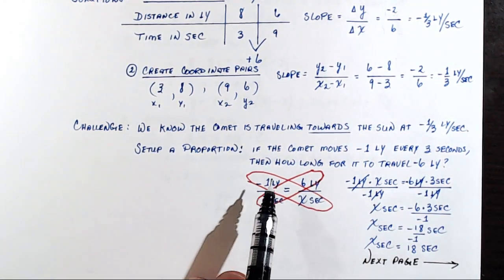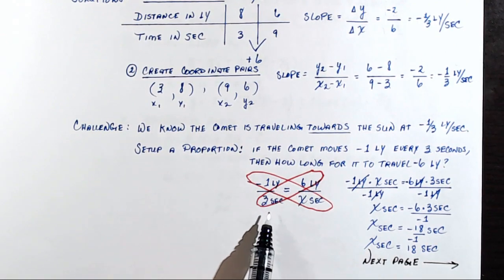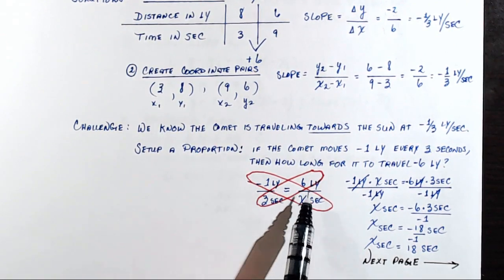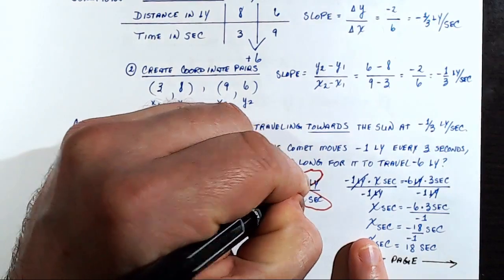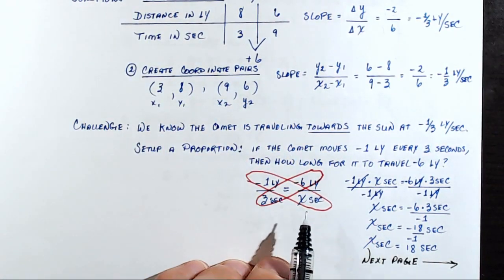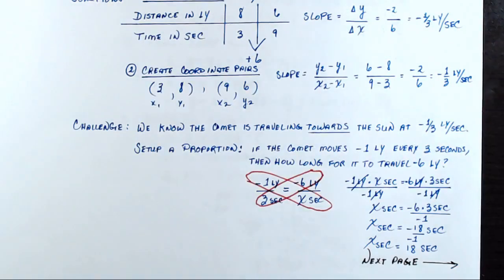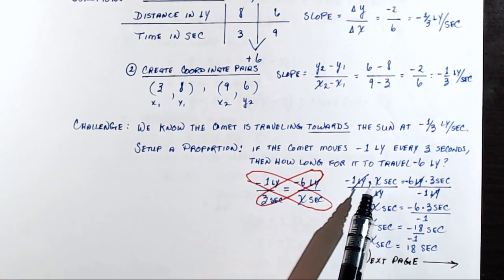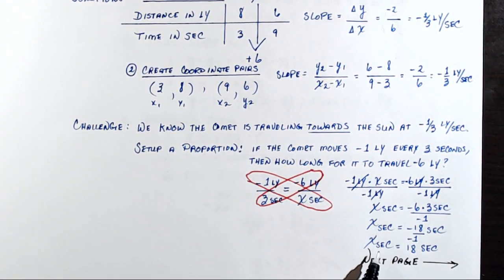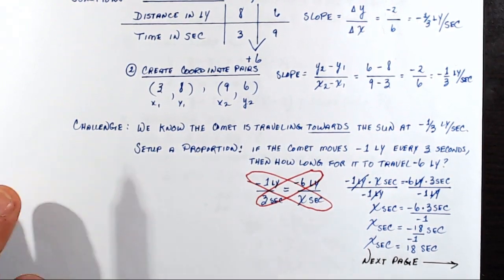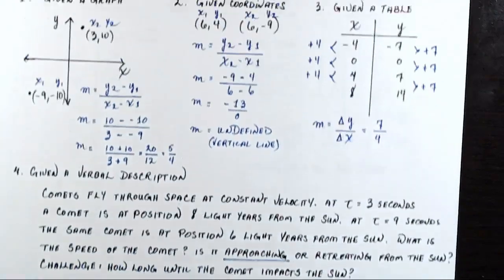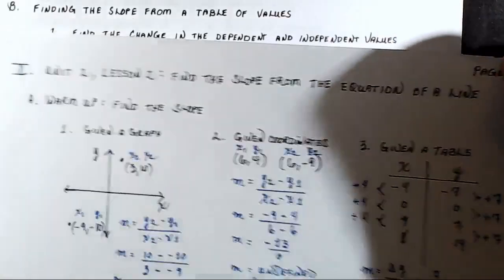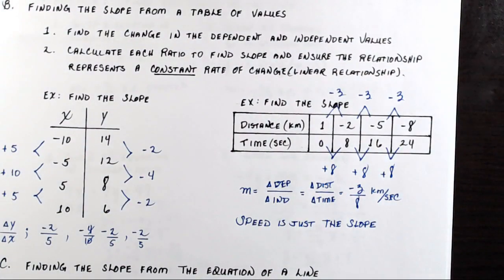So you set up a proportion. -1 light year over 3 seconds, that's the slope, equals -6 light years over x seconds. That is, how long will it take for it to cover the distance, those 6 light years? So you do butterfly and you solve it out and you get x seconds equals 18 seconds. So it takes 18 seconds for it to get to us, or to the sun rather.